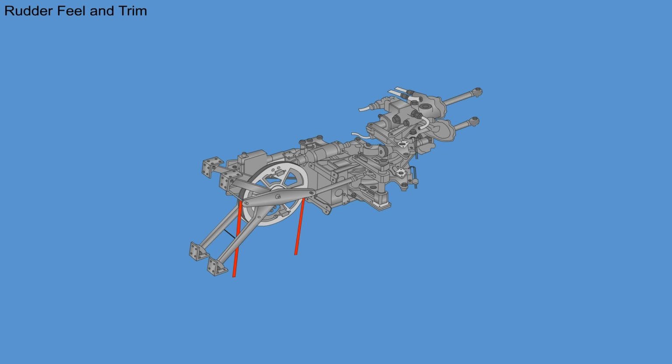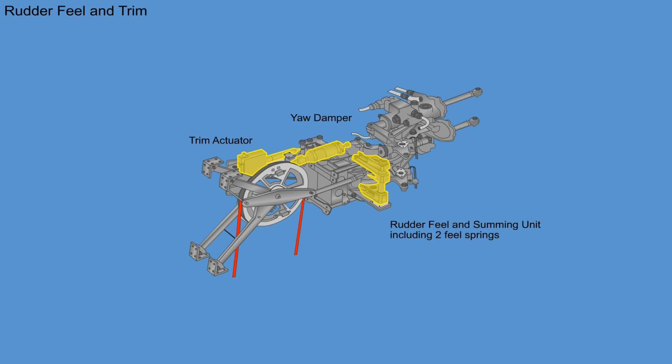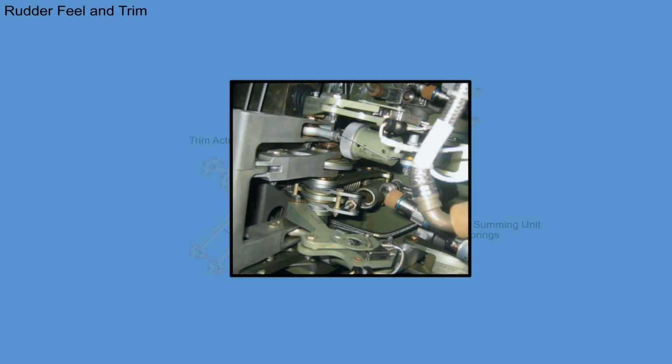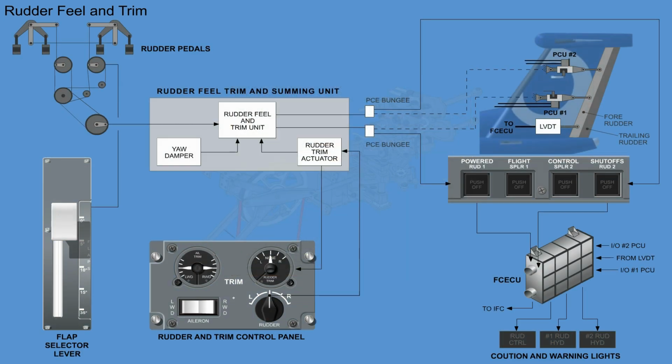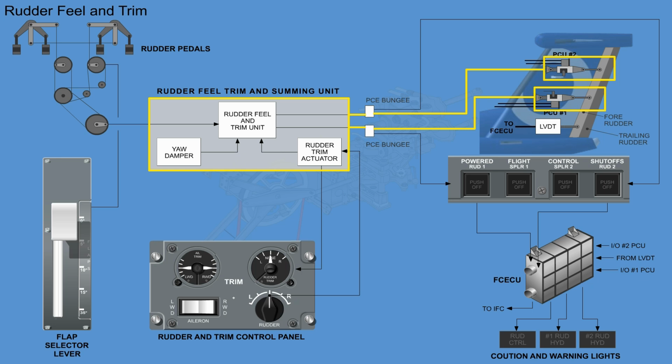The rudder aft quadrant is mechanically linked to three distinct units: the trim actuator, the rudder feel and summing unit, and the yaw damper. Each unit input has its own effect on the rudder control system. All three units are attached to a summing bar. The bar sums the inputs and then transmits the force as a single input to the rudder power control units, PCUs.